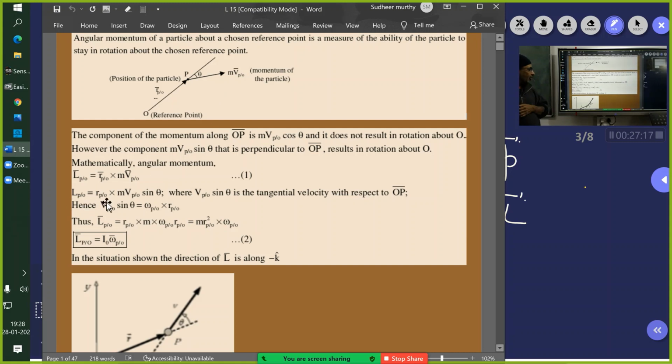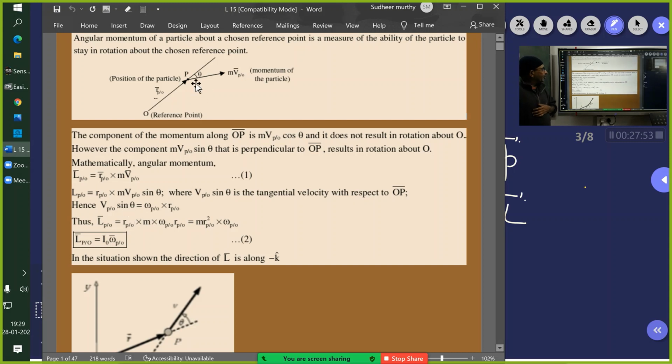So here we go. L PO bar is equal to R PO cross m v bar sin theta, where V PO is the tangential velocity with respect to O. So we start using this concept of tangential velocity. These are all the way the concepts are getting knit, so that our understanding of reality keeps growing, inch by inch, coming closer to the realities. So we start designating the perpendicular component as tangential velocity with respect to OP bar. Hence V PO sin theta.